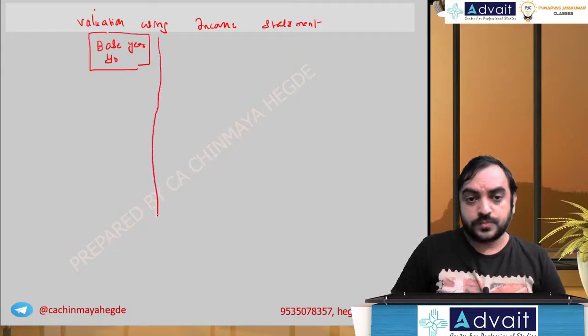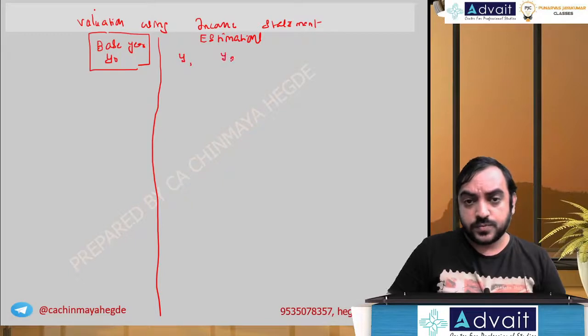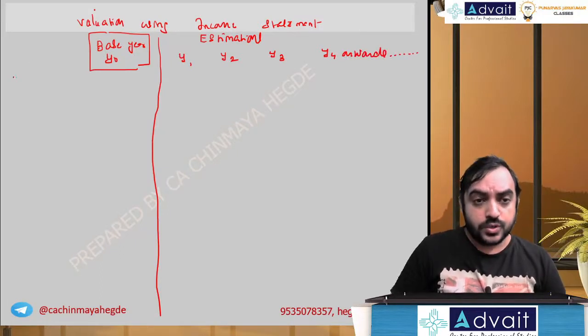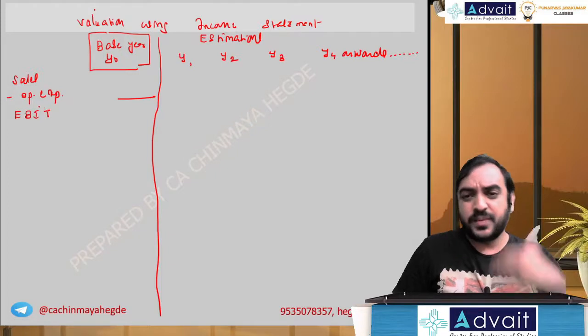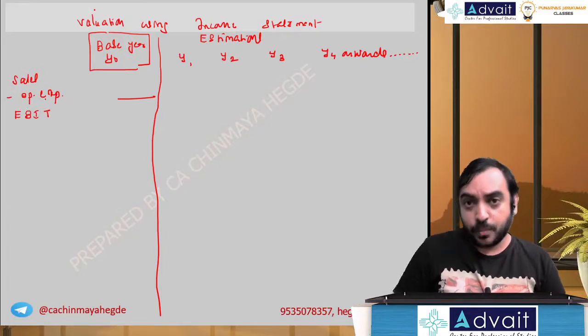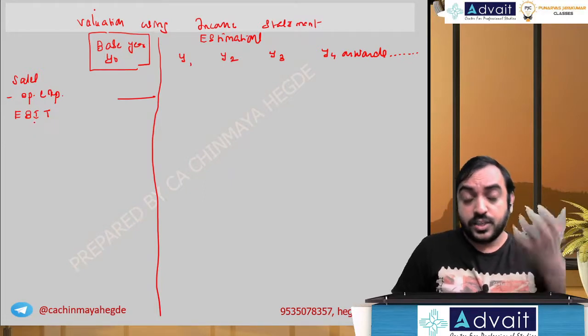You will have one column for year 1 estimations. These are all estimations, just an example I'm giving. Year 1, year 2, year 3, then let's say year 4 onwards. So you will have an income statement like sales minus operating expenses. Let's say you get EBIT, after subtracting variable expense, fixed expense, admin expense, all operating expenses. Then minus interest, or if you don't subtract interest, you get FCFF.